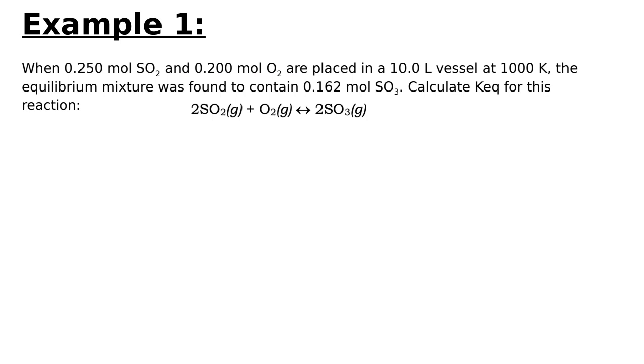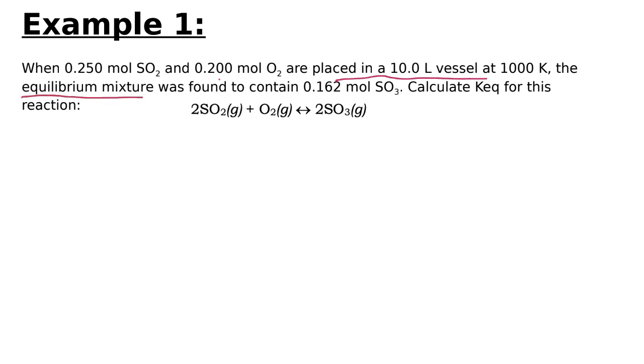So here is an example where we want to solve for KEQ, but not all of the concentrations are at equilibrium. And you can tell, because it says when 0.25 moles of SO2 and 0.2 moles of oxygen are placed in a 10-liter vessel. This is the initial values, right? We can tell they've taken these amounts, they've put them into a 10-liter container. Then they probably close the lid, let it go, and then the reactants make products. The products will start to make reactants back and forth until the rates are equal.